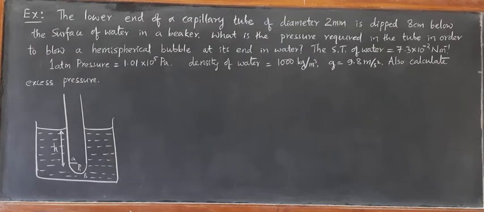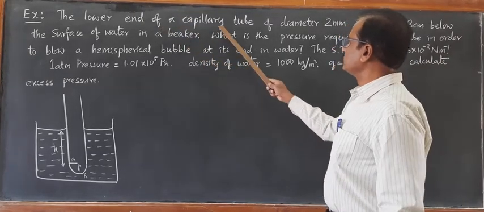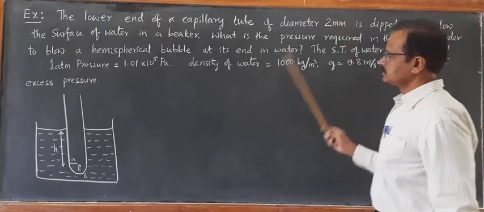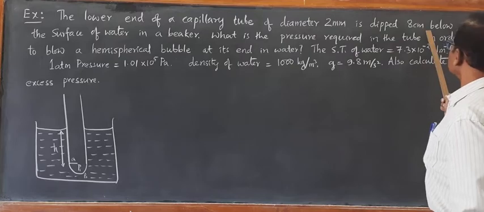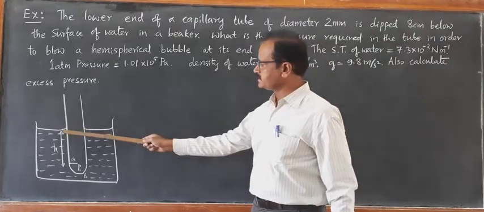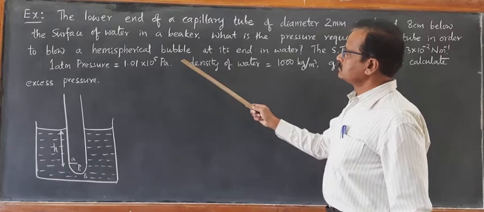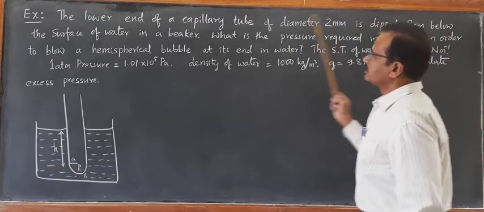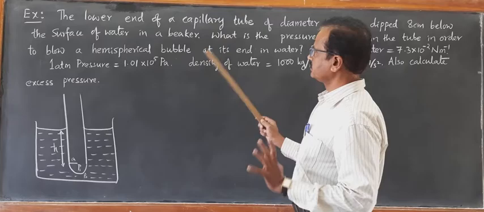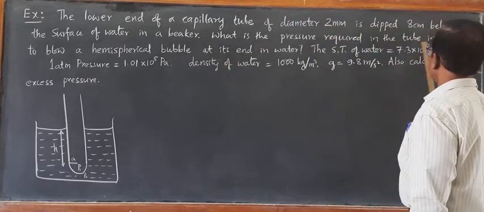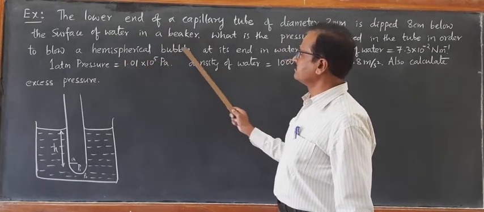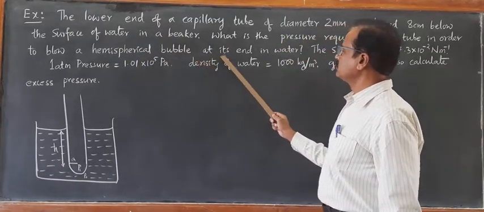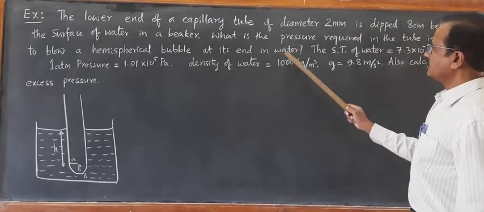Let us solve a numerical problem. Look at the diagram and look at the problem. The lower end of a capillary tube of diameter 2 mm is dipped 8 cm below the surface of water in a beaker. Then, what is the pressure required in the tube in order to blow a hemispherical bubble at its end in water?